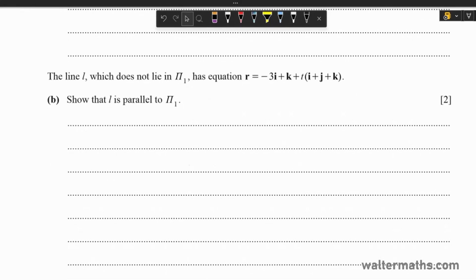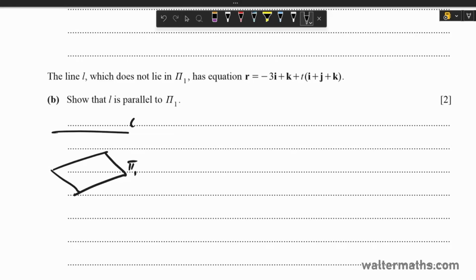On part B, they say the line L, which does not lie in pi 1, has equation r is equal to minus 3i plus k plus t of i plus j plus k. So on B, show that L is parallel to pi 1. Right. So we have a plane and a line. The line is L and the plane is pi. So here they want us to show that the line L is parallel to the plane pi 1.